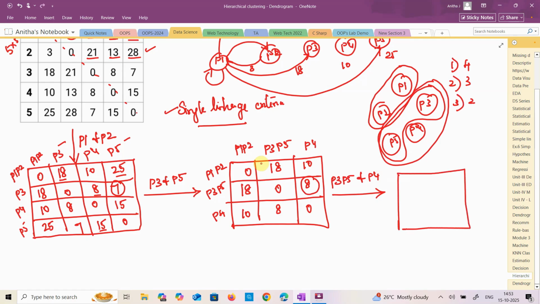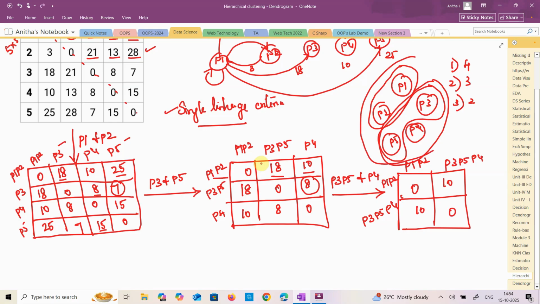So we construct a matrix of 2 cross 2. The first cluster has P1 and P2. The second cluster has P3, P5, which is merged with P4. Now put the diagonal, and go to the row P1 and P2. We are merging these two columns, and out of these, 10 is the minimum. So in the final step everything gets merged together, and we get 1 cluster.